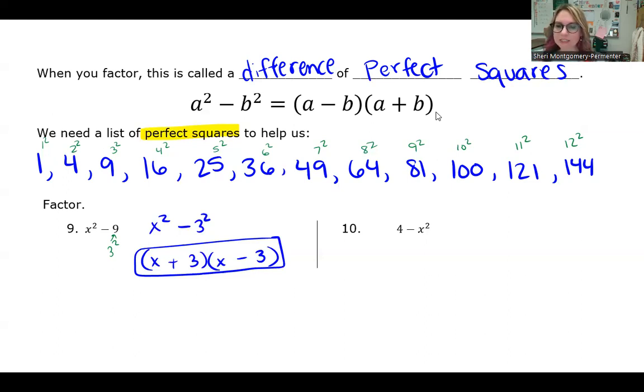For the second one, question 10, we need to rewrite it because it's not currently written as something squared. So how could we rewrite 4 so that it's something squared? 2 squared. Now we have something squared minus something squared. And when you have that, you can set up your factors. One's going to be plus, one's going to be minus. What you put in there is first things first. So 2 goes first in both. X goes second in both.